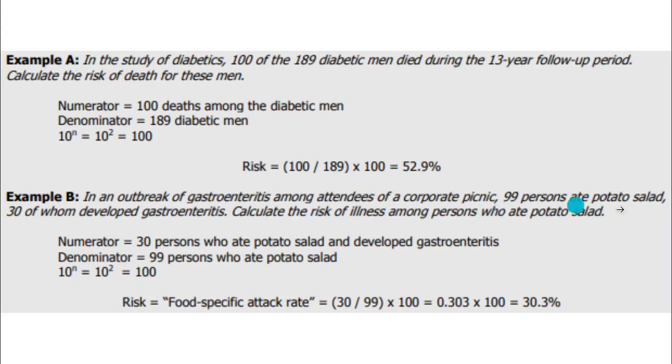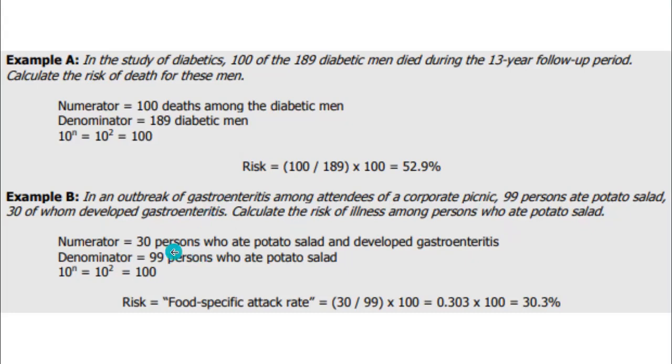99% ate potato salad, 30 of whom developed gastroenteritis. Calculate the risk of illness among persons who ate potato salad. Okay, so we need to compare now the number of people who develop gastroenteritis with the total number of people who ate that particular food.